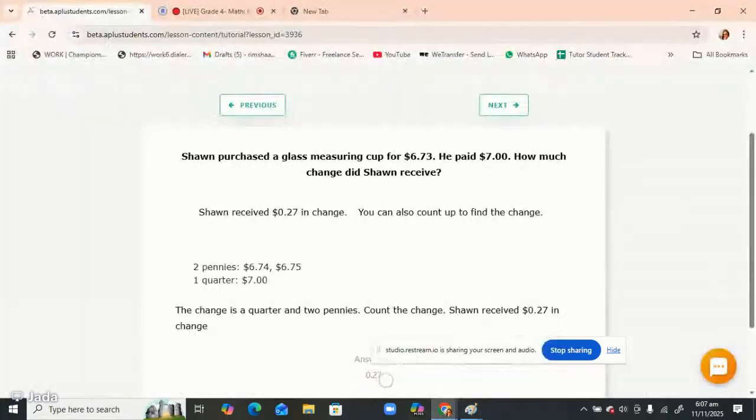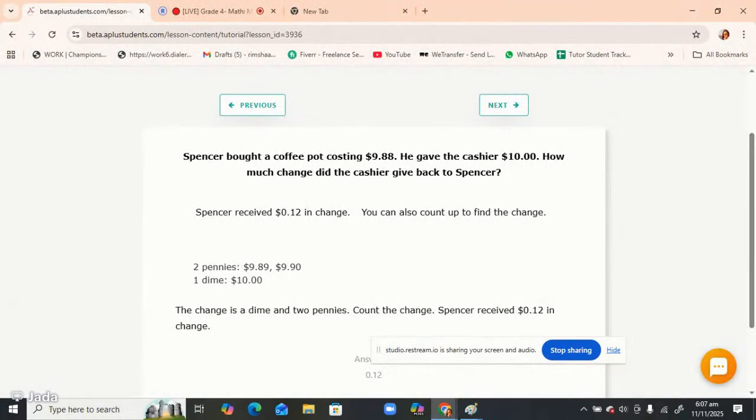Okay, now let's discuss the next question. So look here. Spencer bought a coffee pot costing $9.88. Okay. What is the cost of the coffee pot? 9.88. He gave the cashier $10. How many dollars did he give to the cashier? 10. So how much change did the cashier give back to Spencer?